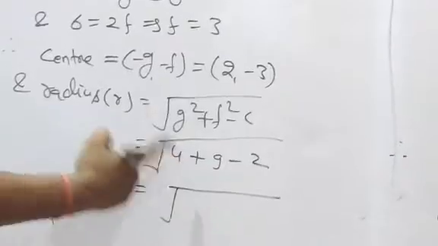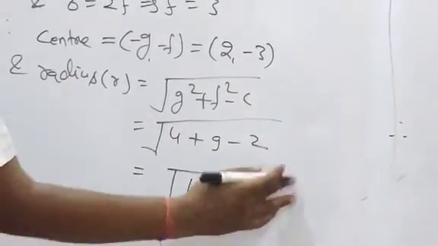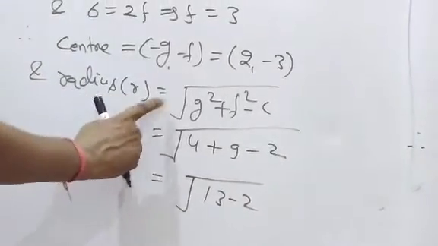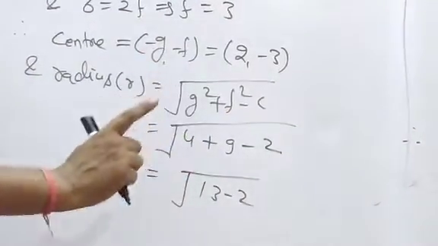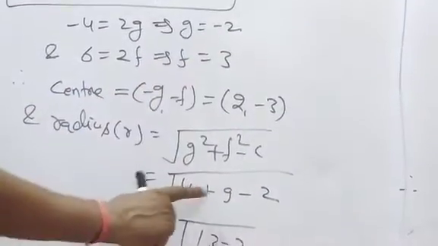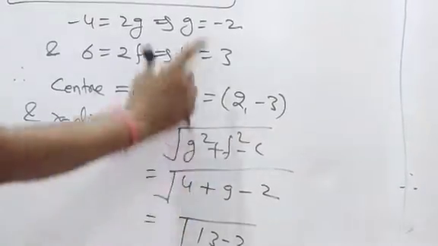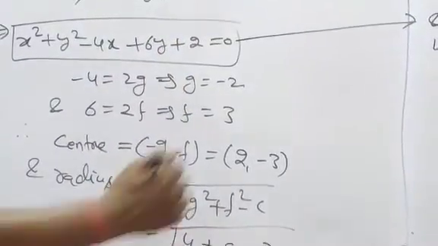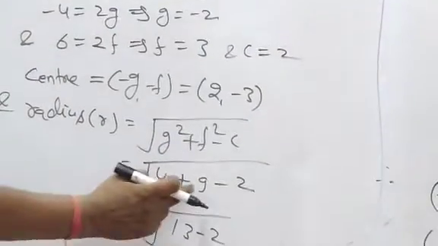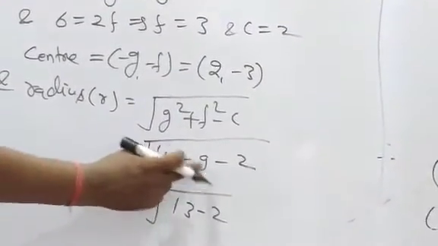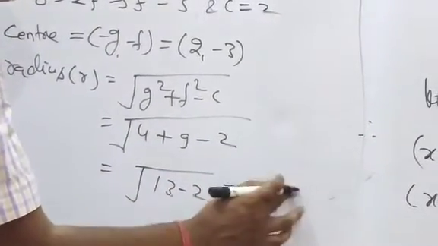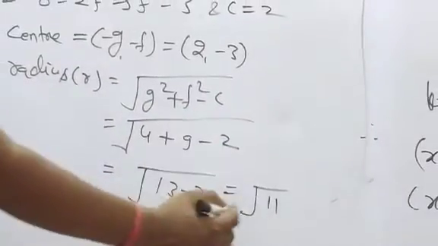9 plus 4, clear? 13, 13 minus 2, clear? And radius r is equal to under root g square plus f square minus c. G is equal to 2 means 4, f is equal to 3 means 9, and c is equal to 2, clear? Then 9 plus 4, 13 minus 2 is equal to under root 11, clear? Now this is the radius.